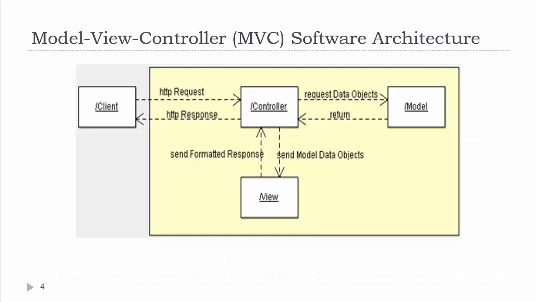So here we have a design where we see the client request. The controller doesn't necessarily have to request data, but it can. It returns it back and sends it to the web page. The controller works with the view, formatting, and the request goes back to the client.